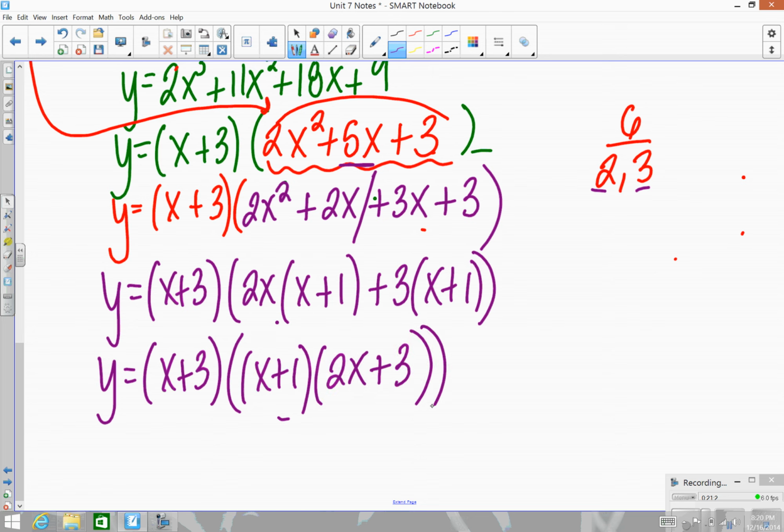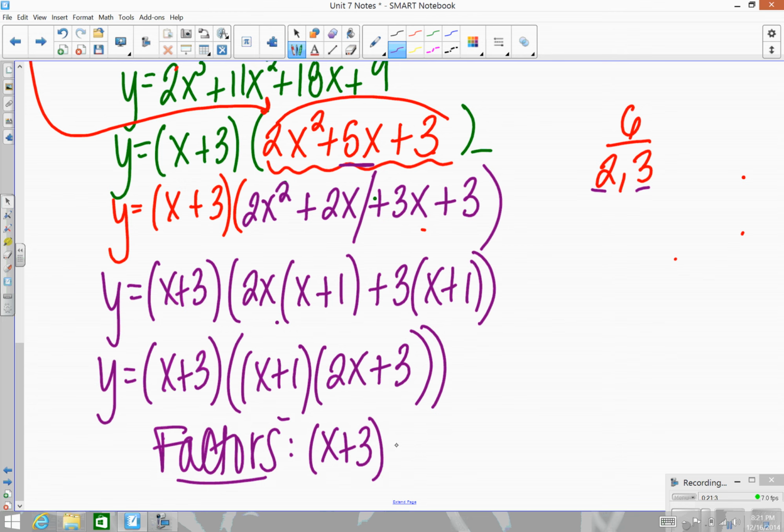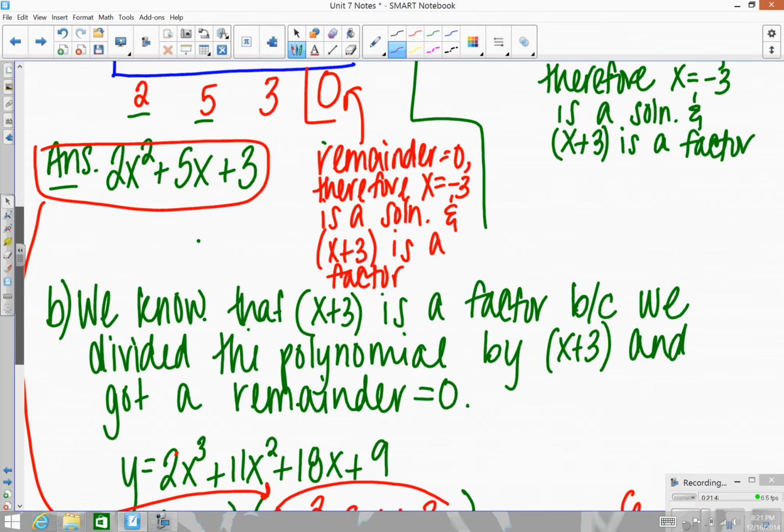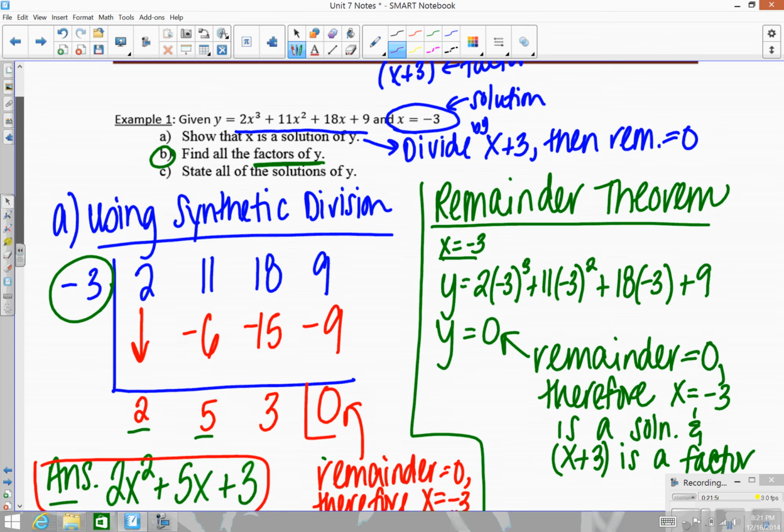So the factors of this equation are going to be these three things: x plus 3, x plus 1, and 2x plus 3. Those are the three things that would multiply to get you the original. So those are the factors. And the last part here is asking you to find the solutions.